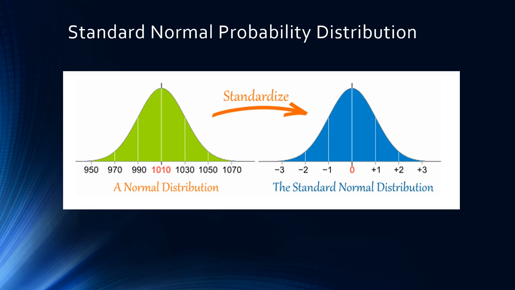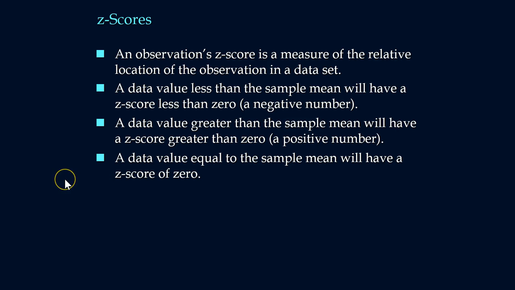Okay, so the z-score, let's look at this real fast. An observation's z-score. Remember we had in our tune-up example 50 observations. Each x's z-score is a measure of the relative location of that observation in the data set. So if I were given every observation, every tune-up in our example of 50, each is going to have a z-score.